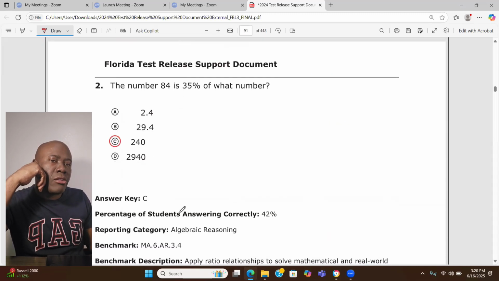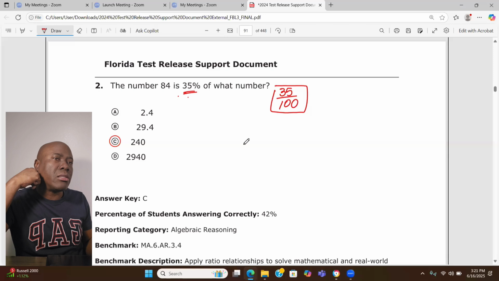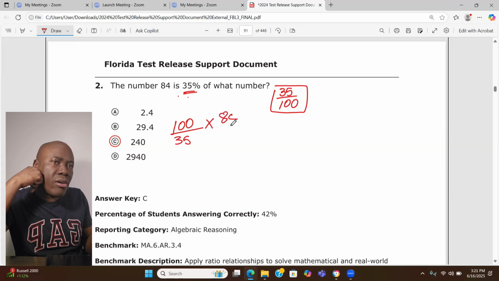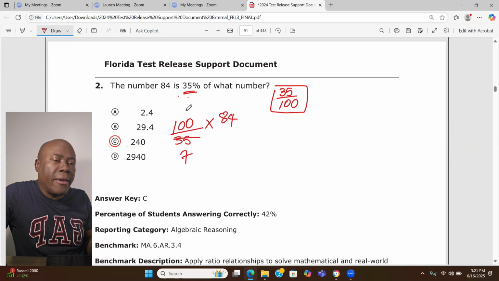All right, let's take a look at question 2. Question 2 says, the number 84 is 35% of what number? 35% is represented as 35 over 100. Basically, what we can do to find that original number is reciprocate this. So if we find 100 over 35 of 84, this will take us to the number that we are in search of. So let us say we quickly divide through by 5.